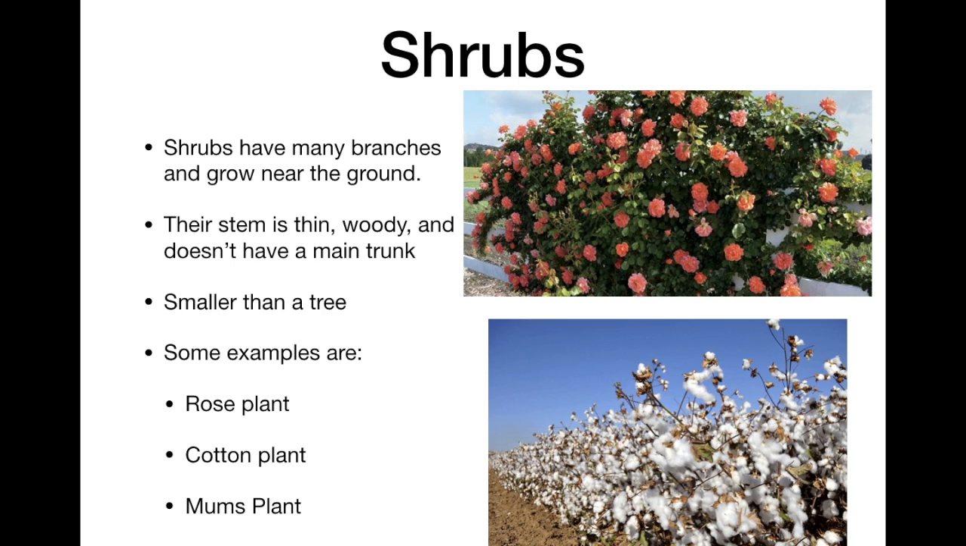Okay, so next is shrubs. Shrubs have many branches and grow near the ground. Their stem is thin, woody, and doesn't have a main trunk. So this means that usually they'll have many parts growing onto the ground. That's all the same plant. And they're smaller than a tree. Some examples are a rose plant, which you can see to our right on the top, a cotton plant, which you can see down below, and a mums plant, which is not shown here. Cotton is used to make clothes, so yeah, cotton's in probably almost all the clothes you own.